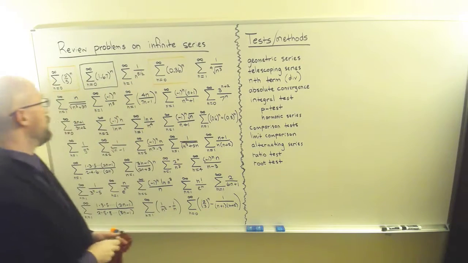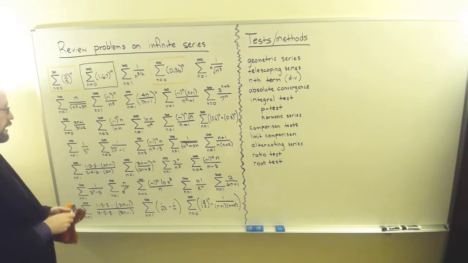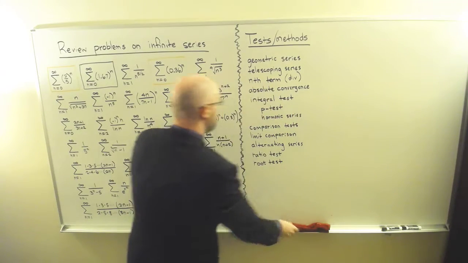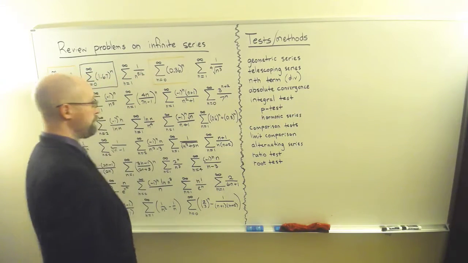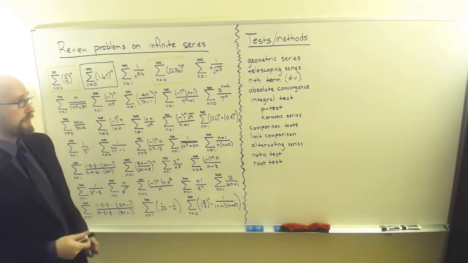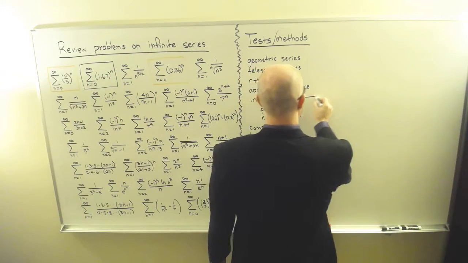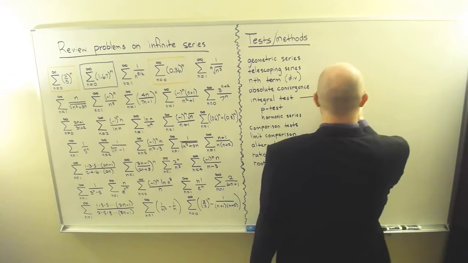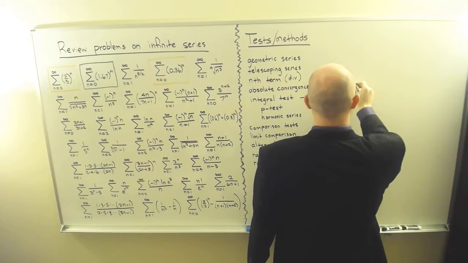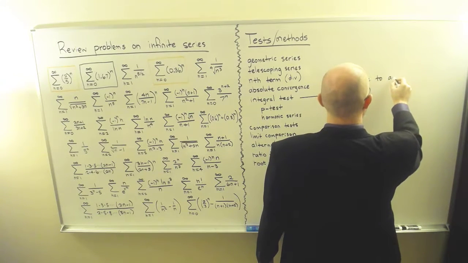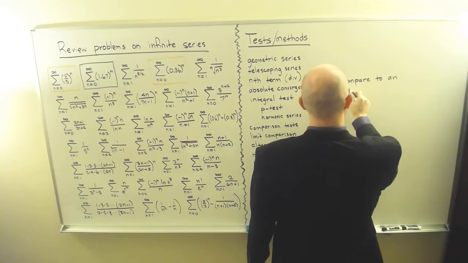Now for this one here, this series, you could immediately use what's called the p-test. And this is derived from the integral test. So you remember the idea here, if you want to think about it in terms of the integral test, is that you compare this to an improper integral.